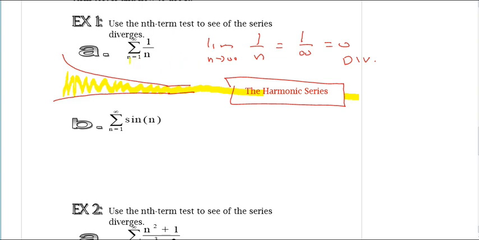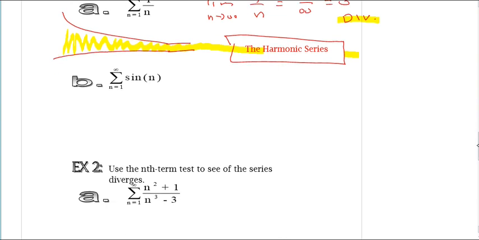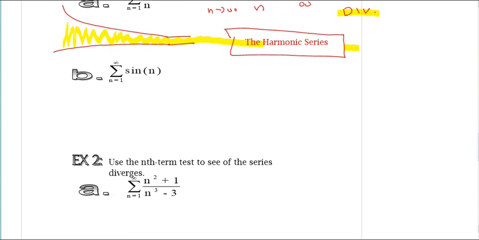But the harmonic series always diverges unless it's alternating, and we'll talk about that in a later video. Okay, so back to the nth term test. I don't want to confuse you guys here.